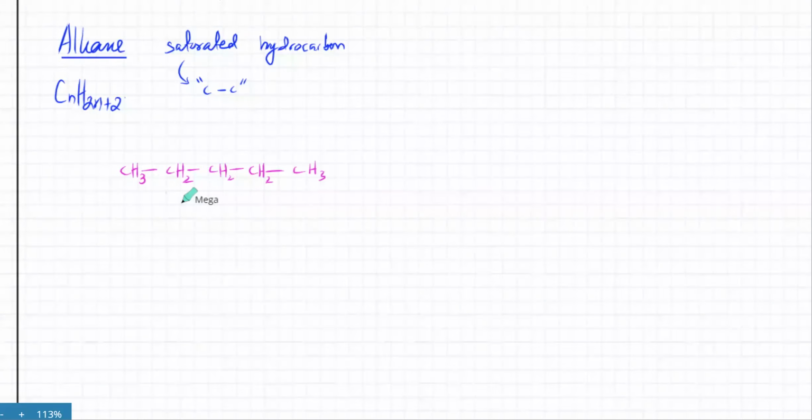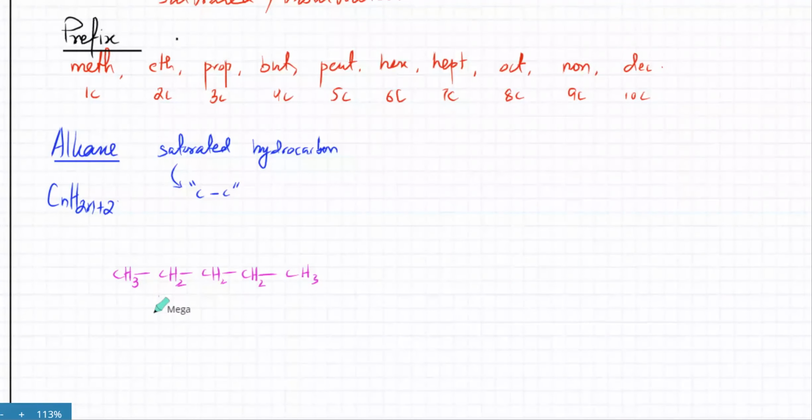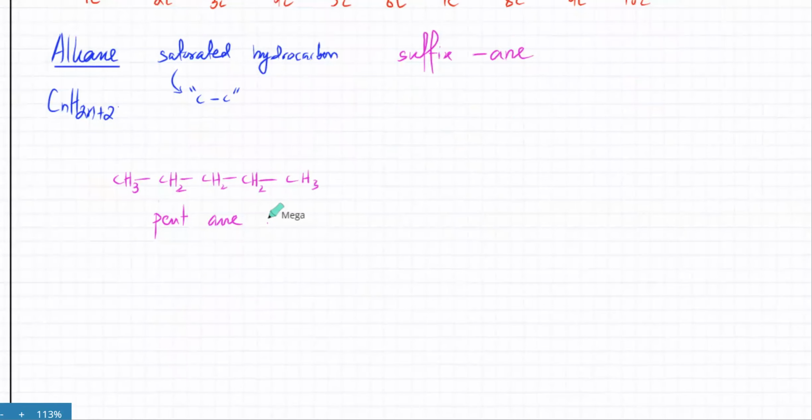Asha, can anyone tell me what's the name of this molecule? What's the prefix? 5 carbon. Pent. Okay, so 5 carbon atoms. The prefix is going to be pent. And for alkanes, the suffix, the ending part, is always going to be -ane. So this one is pentane. Is this clear? Alkanes. Yes. So let's move to the next one.